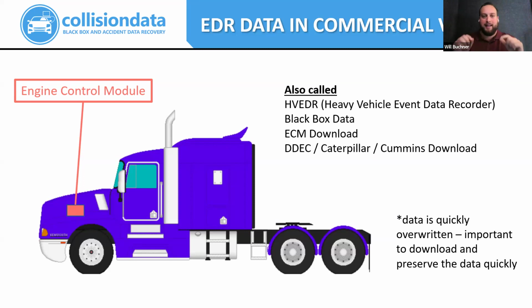Now, how these heavy trucks, dump trucks, school buses, semis, all that, how they're different is they actually quickly overwrite data. We talked about those passenger vehicles containing a lot of that data for a long time. These trucks, it's pretty important to image them quickly after an accident because most of their data is actually going to be pretty easily overwritten by taking 2 or 3 trips down the road.